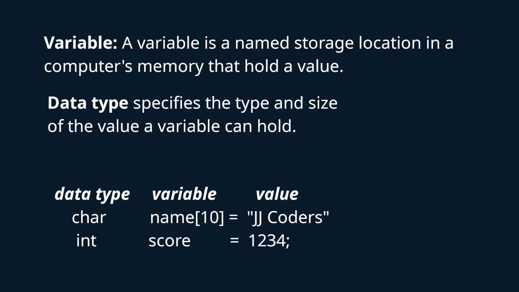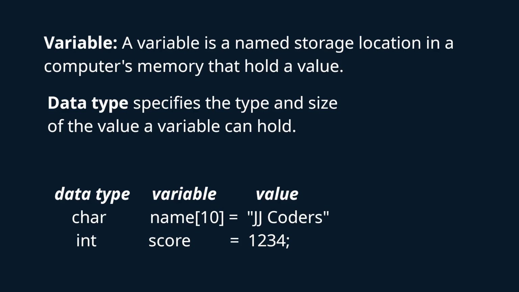In this video, let's see what is variable and data type in C. A variable is a named storage location in a computer's memory that holds a value. For example, your gaming name will be stored inside a variable called name, and your score value will be stored inside a variable called score.